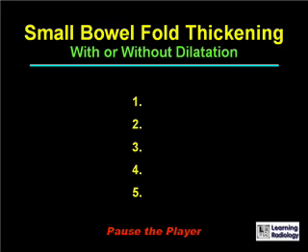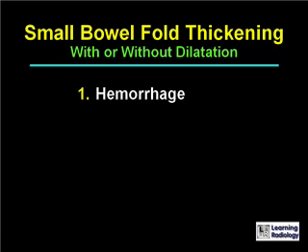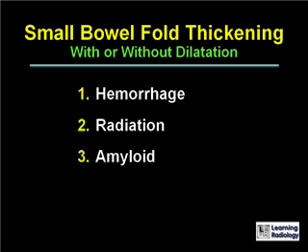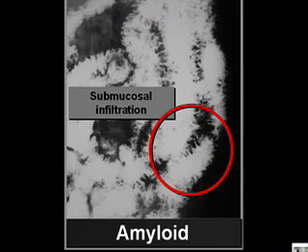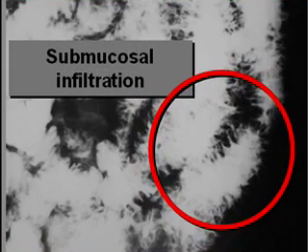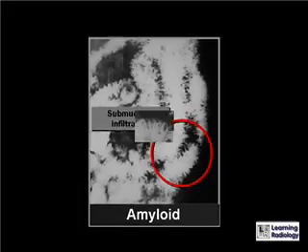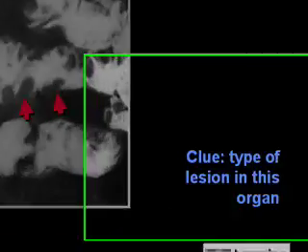The differential is for small bowel fold thickening with or without dilatation. There are 5 causes listed. Causes of small bowel fold thickening with or without dilatation include hemorrhage, radiation, amyloid infiltration of the bowel, hypoalbuminemia, and lymphoma. Your next differential diagnosis.